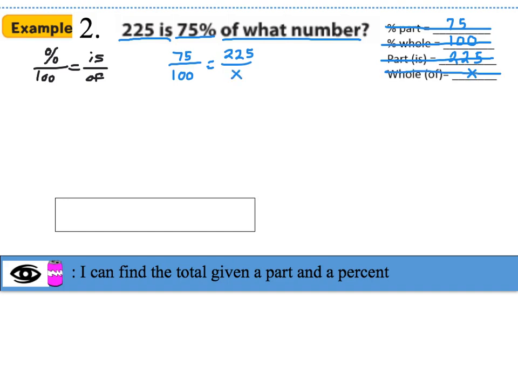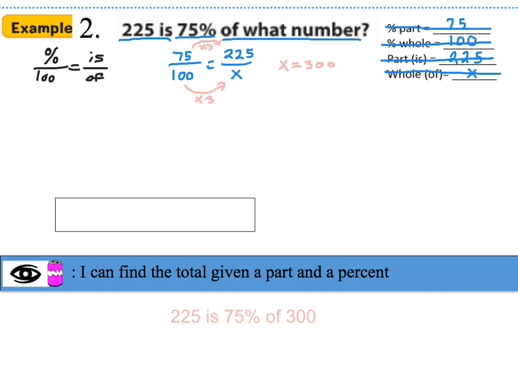x. So if I ask myself, how can I make 75 look like 225? I can multiply that by 3 and I will get 225. Whatever I do to the top, I should make sure I do that to the bottom. So 100 times 3, my value of x is equal to 300. That's the whole, the total amount. So I can say 225 is 75% of 300.